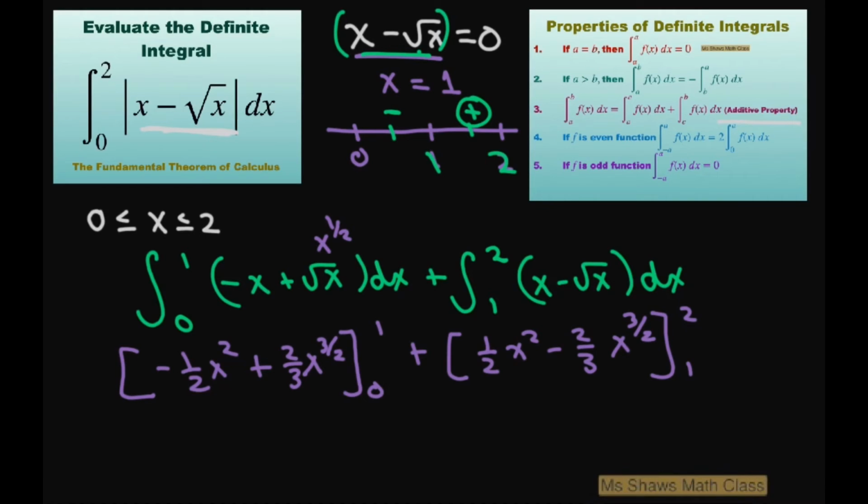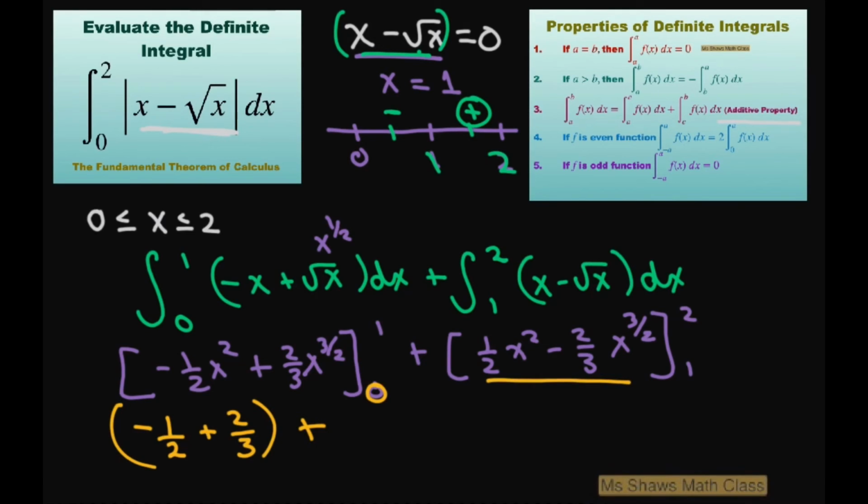Alright, so let's substitute in our numbers. We're going to get negative 1/2 plus 2/3, and the 0 is just going to zero everything else out. So there's that piece. Now we have to do this one.